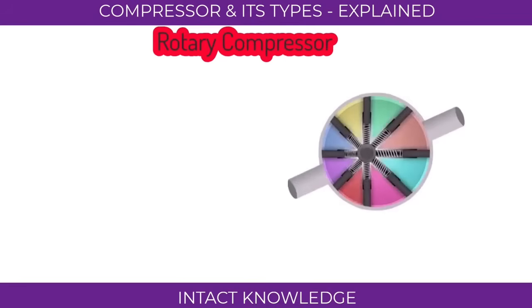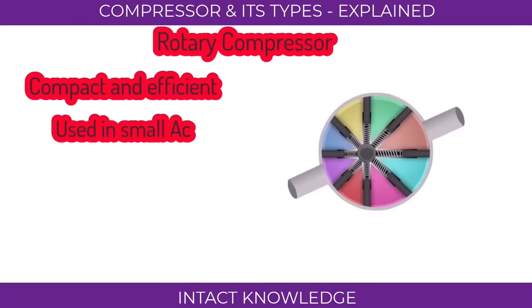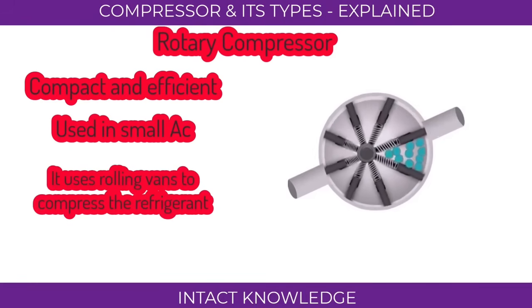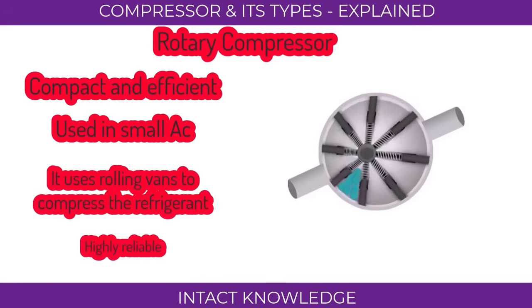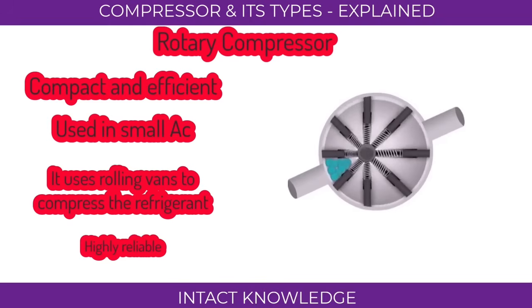Rotary compressor. This type is compact, efficient, and commonly used in smaller air conditioning units. It uses a rotating mechanism, like a rolling vane, to compress the refrigerant. Rotary compressors are highly reliable and are often found in window and split AC systems.